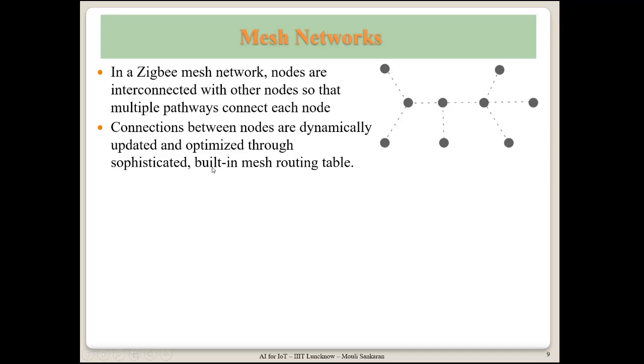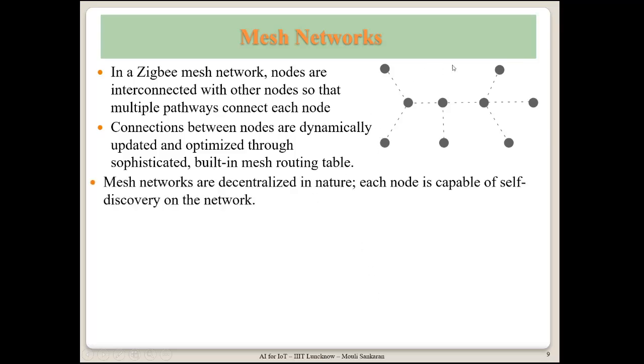It is dynamically updated, optimized through a sophisticated built-in mesh routing table. It maintains a routing table, so it is a little bit power consuming because it has to run a routing algorithm, a routing protocol, so that it can adapt to the changes happening to the mesh network. They are decentralized. There is nothing like one node controlling the whole thing. That means even if any node goes, it can still survive.